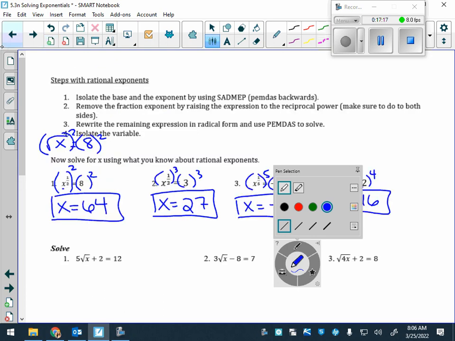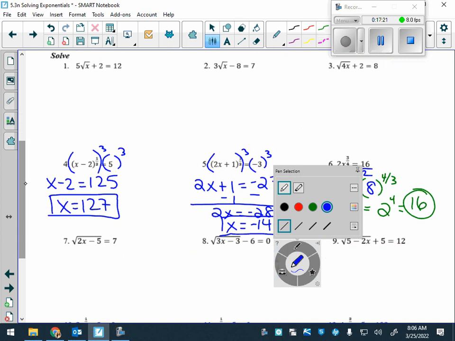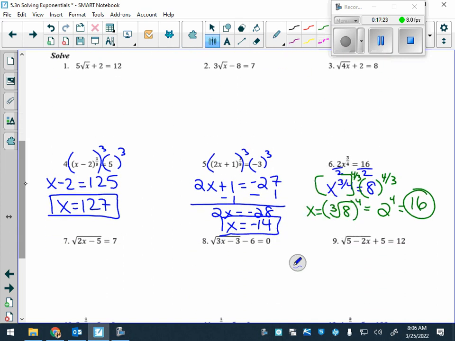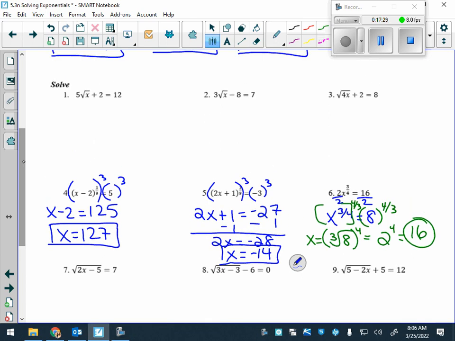Let's do some practice. Okay? With some radicals. And you always want to simplify, isolate your radicals first. So let's look at number 1. What do you have to do first?